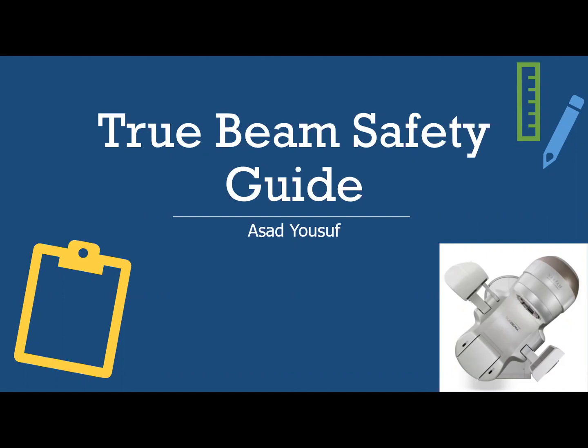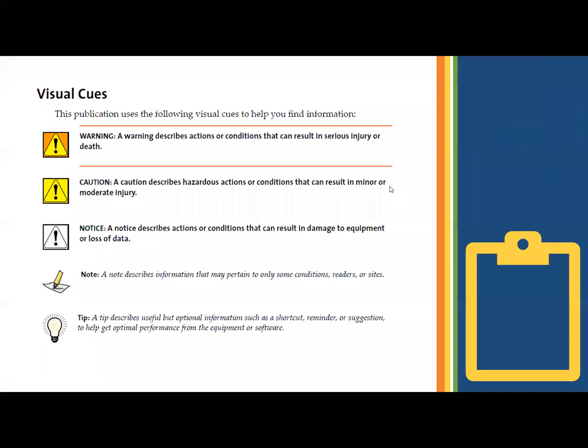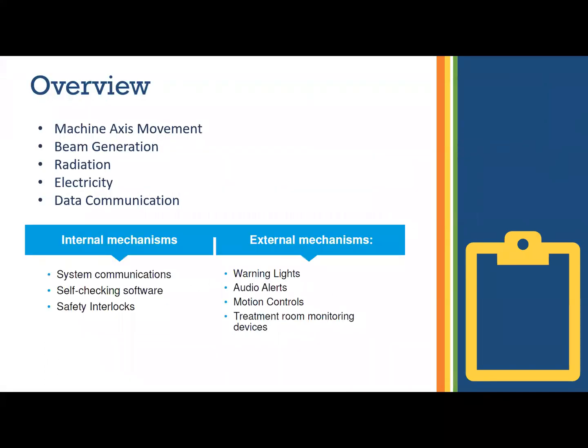Today I'm gonna give you a short presentation over the safety guide of TrueBeam. So these are the visual cues you will find at the TrueBeam. There is a manual. Usually they place the manual there. So overview: machine access movement, beam generation, radiation protection, electricity, data communication.